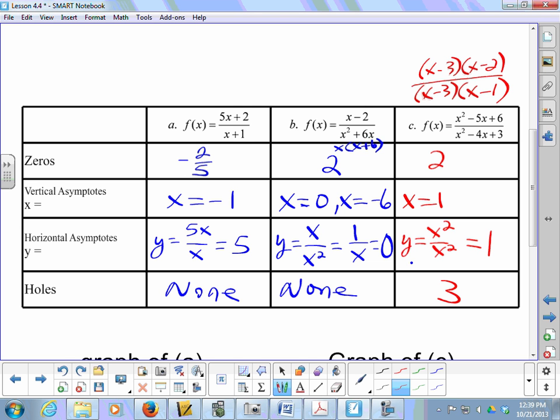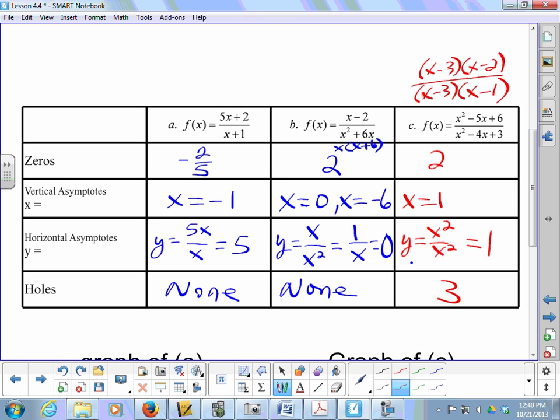So here's the way with these two things. Now, in letter A and B, when we were dealing with the horizontal asymptotes, the degree of the numerator and the degree of the denominator were the same. The degree of the numerator was 1, the degree of the denominator was 1. So I took 5x over x and got 5. In letter C, the degree of the numerator and denominator were the same. Again, x squared over x squared is equal to 1.